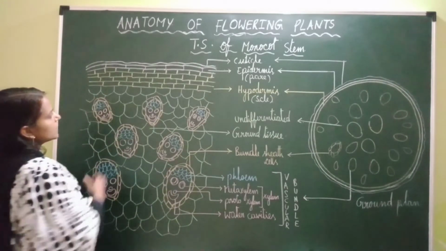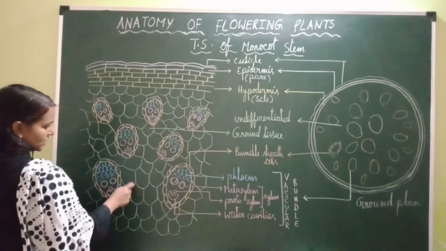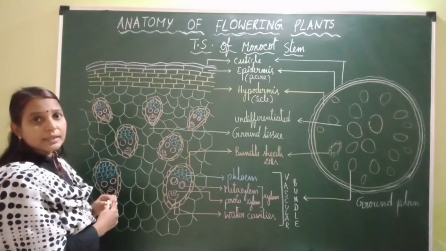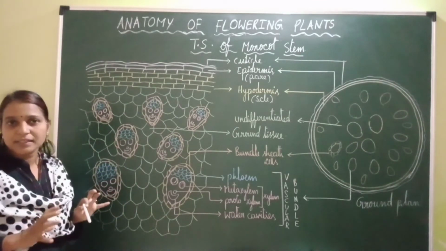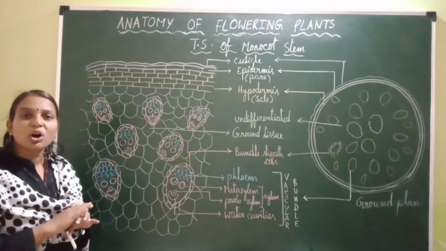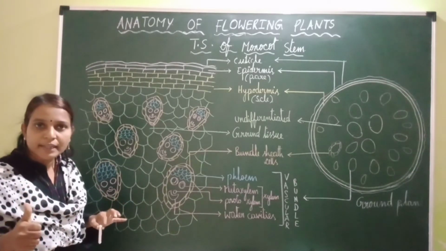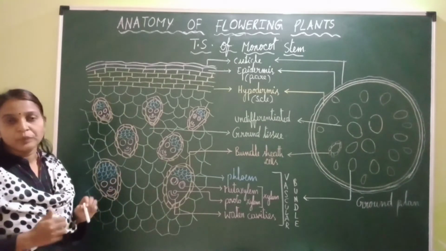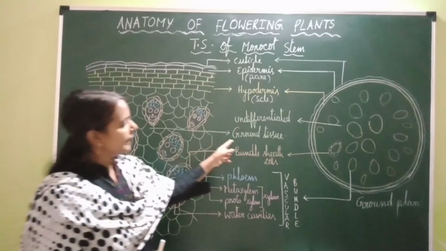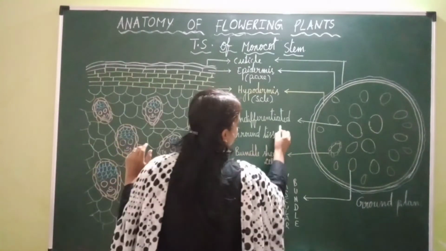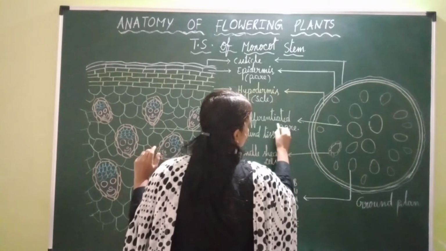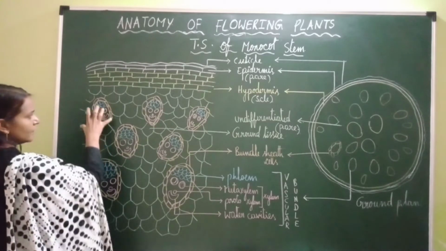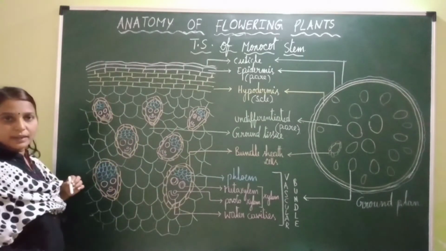Below this hypodermis, ground tissue is present. So this is all ground tissue except vascular bundles. And this ground tissue is undifferentiated ground tissue. Why is it undifferentiated? Because it is not differentiated into cortex, pericycle and pith. Hence it is called undifferentiated ground tissue. It is made of thin-walled parenchymatous cells. In this undifferentiated ground tissue, many vascular bundles are present.